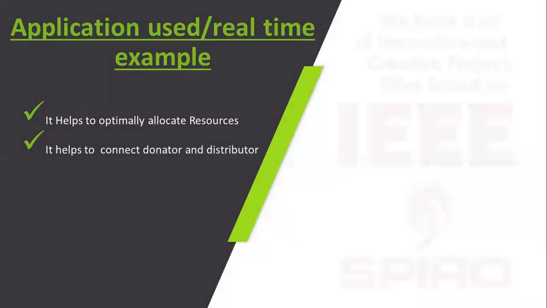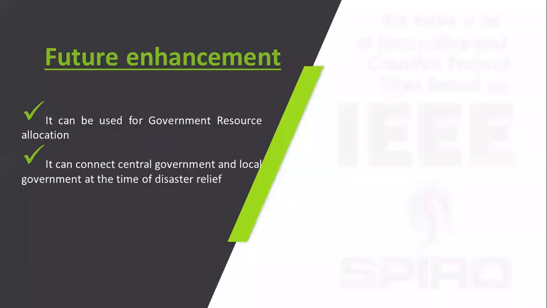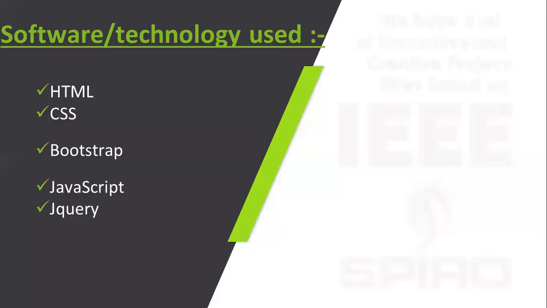The application is used to optimally allocate the resources, and it helps to connect the donator and the distributor. In future enhancement, it can be implemented in government resource allocation, where the government is used to allocate resources. They don't allocate the proper resources, so we can use it in future enhancement, and it also connects the government and local government during disaster relief time.